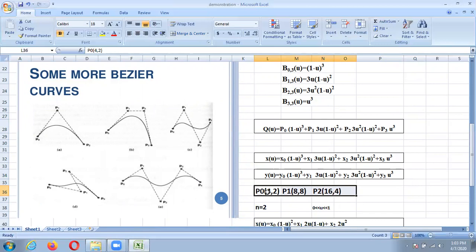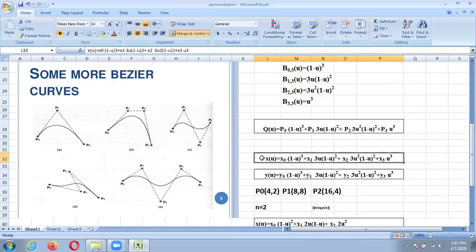Okay, so now consider one example, where we consider three control points: p0 is 4, 2, p1 is 8, 8, and p2 is at 16, 4. So there are three control points, so the degree of this curve is n equals 2, and u lies between 0 and 1.